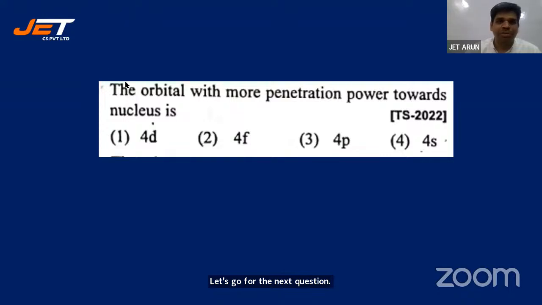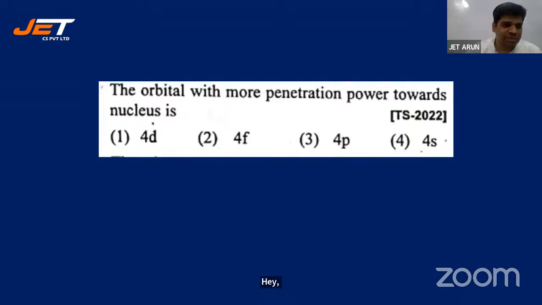The orbital with more penetration power towards the nucleus is which of these? 4d, 4f, 4p or 4s? Which orbital has more penetration power towards the nucleus?